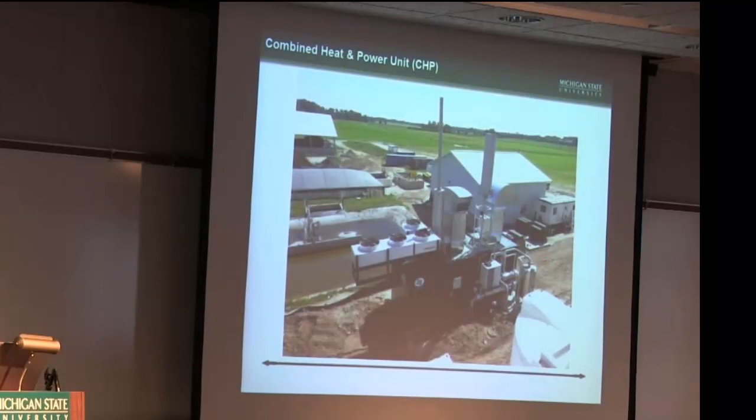And the way these generators typically work, or at least this form, they are tied into the grid. And so they need the sine wave coming from the utilities in order to integrate and operate. So when Consumers Energy is out of power or there's a blackout condition in the area, this unit is cycled off. Then standby generators kick on and we can at least combust and destroy the biogas through the flare.